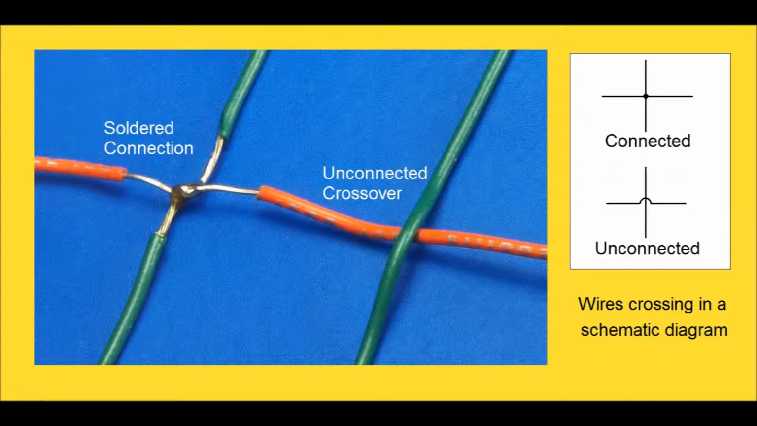In complicated schematic diagrams, inevitably some of the wires will cross one another. In that case, it will be necessary to indicate whether the wires are actually connected to one another or whether they are above or below each other and not electrically connected. The symbols for crossing wires clearly show which is the case.